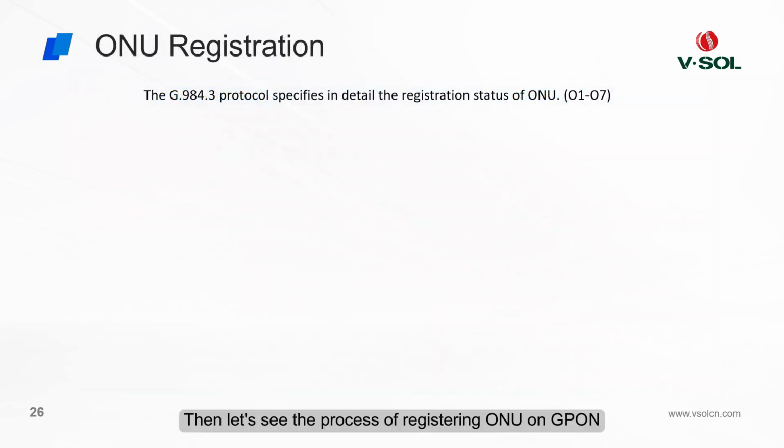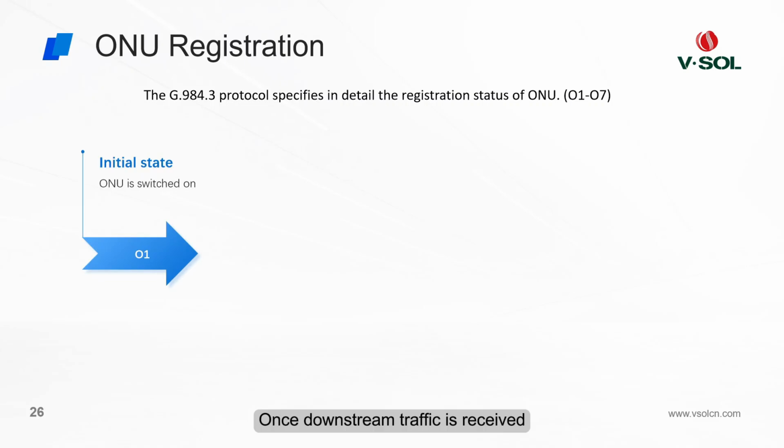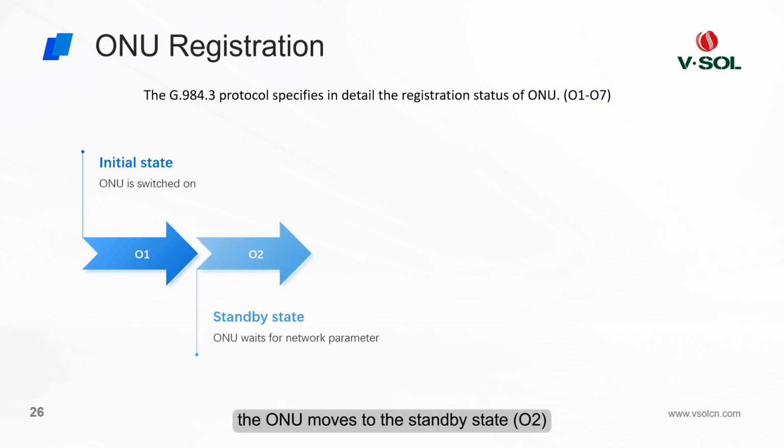Then let's see the process of registering ONU on GPON. The standard protocol establishes 7 registration states for ONU, among which the first 5 states are involved from discovery to completion of registration. Initial state, O1. The ONU powers up in this state. Loss is asserted. Once downstream traffic is received, loss and LOF are cleared. The ONU moves to the standby state.